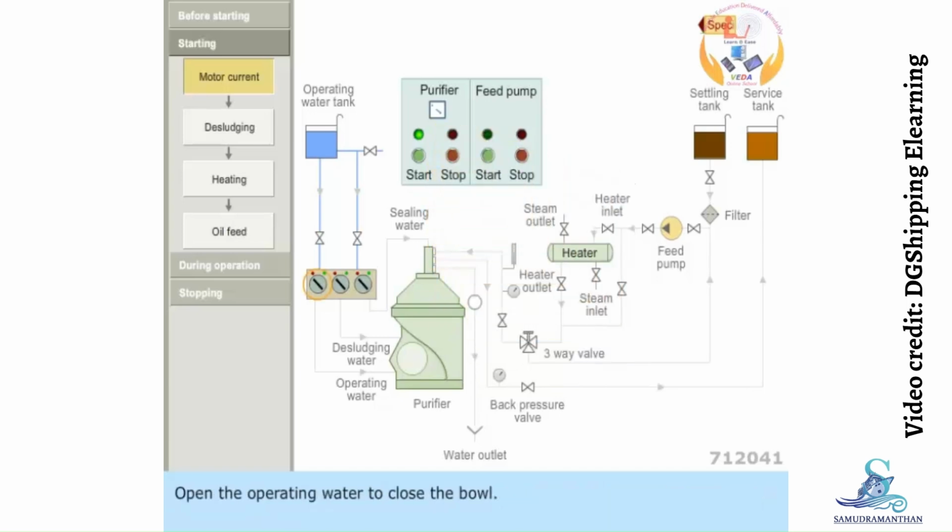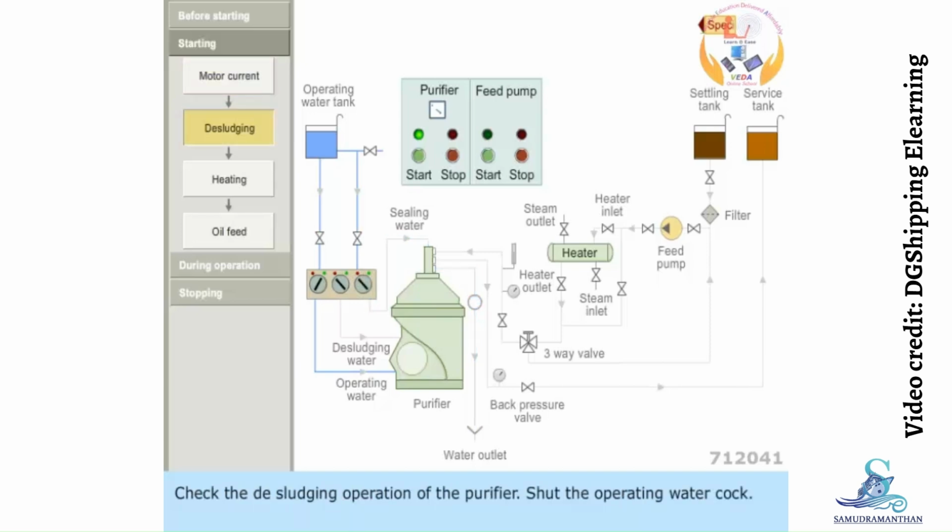Open the operating water to close the bowl. Open the sealing water until it flows from the water outlet. Check the desludging operation of the purifier. Shut the operating water cock. Open the desludging water cock for 5 seconds and shut the cock.